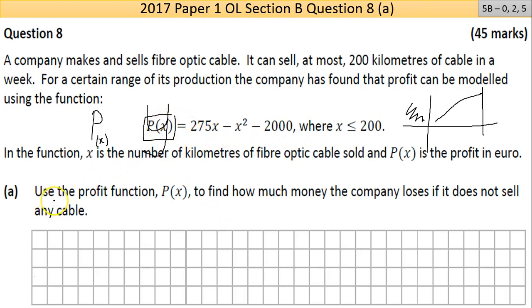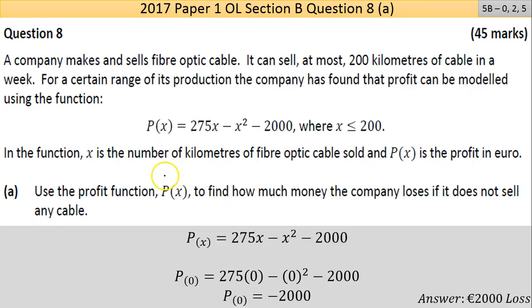Now, use the profit function P of X to find out how much money the company loses if it does not sell any cable. So, X is the number of kilometers of cable sold, P of X is the profit. If you sell no cable, that means X equals 0. Now, a company, if it's not selling anything, still has costs, overhead costs, salaries, etc. So there will be a loss if you sell nothing.